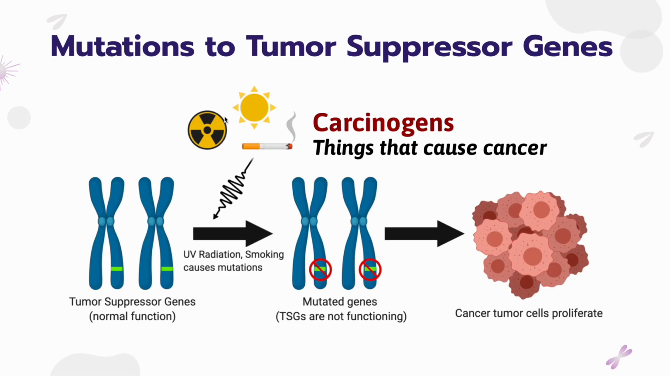Other ways that we can get cancer is through those mutations that I talked about earlier to those tumor suppressor genes. So let's say normally you've got those genes and you've got two of them and they do their normal function, but through the exposure to carcinogens, which are those things that cause cancer and mutations, so UV radiation, smoking, too much exposure to sunlight, any of these things can cause mutations to those genes, which means now they don't work anymore. And when those genes stop working, they don't stop the cancer from spreading. So now those cancer cells can really start to spread all over the place.